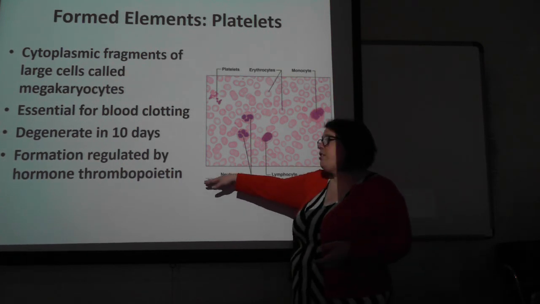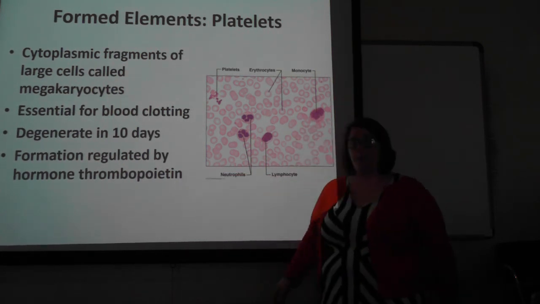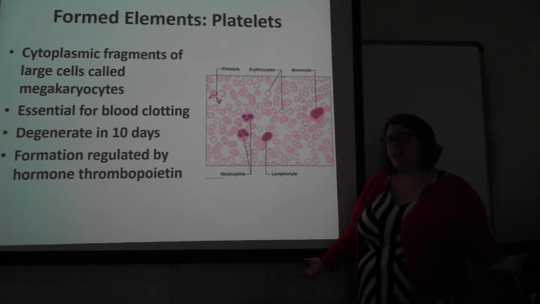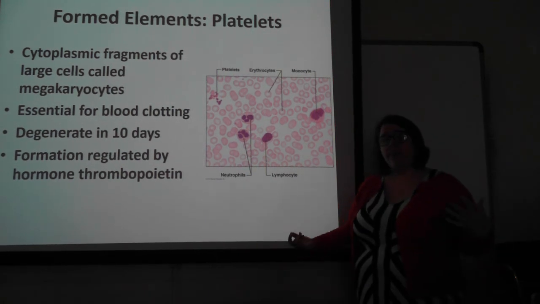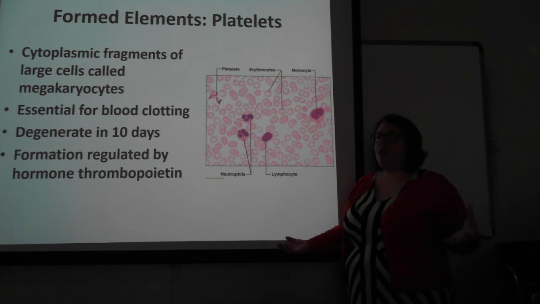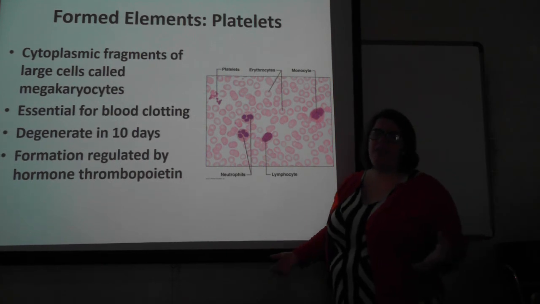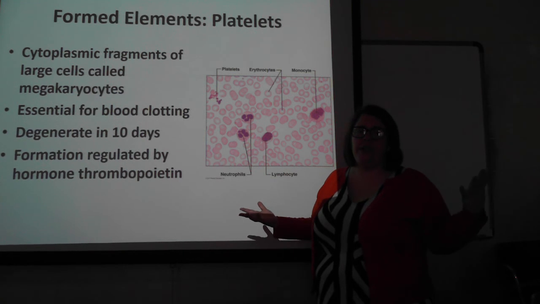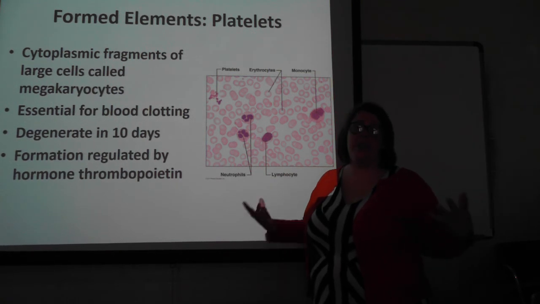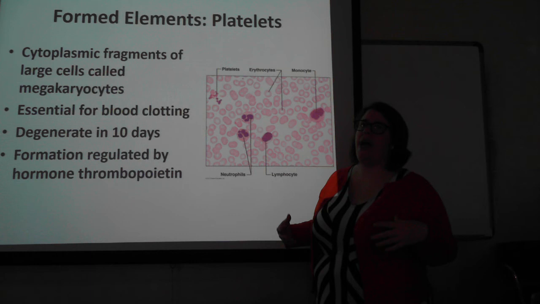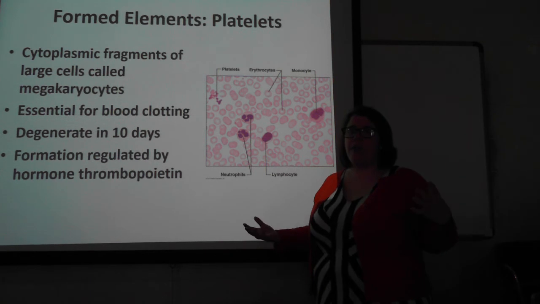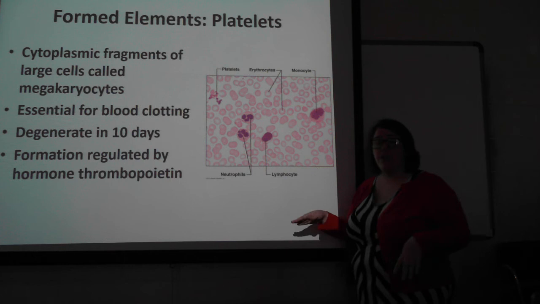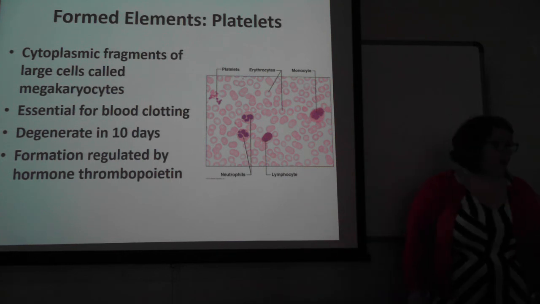And their formation is also regulated by a hormone. It's a hormone called thrombopoietin. Now, I didn't mention anything about what stimulates white blood cell formation. We'll talk a little bit more about that in the immune system, but one of the big things with white blood cells is they're going to increase in number if there's some sort of infection. So rather than being controlled by a hormone, they're more controlled by the chemical signals that come from infection, whereas erythrocytes and platelets are controlled by a hormone.